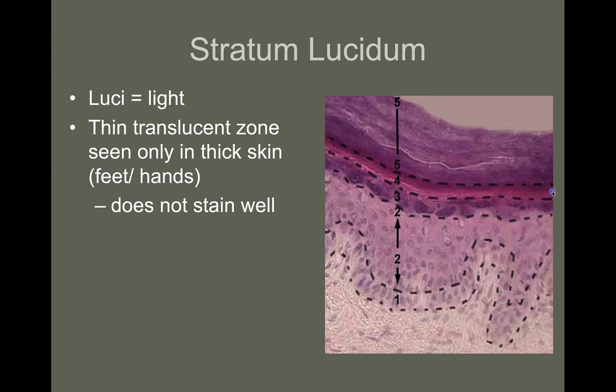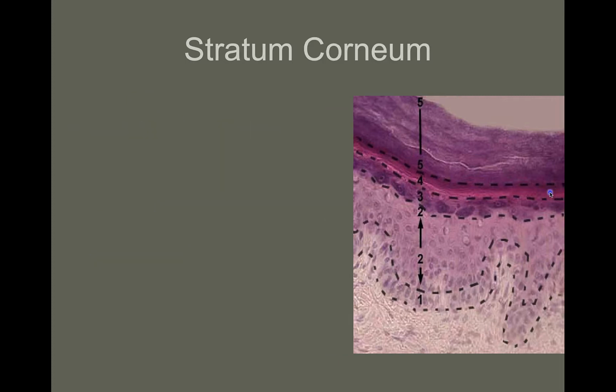So if you were to take a hypodermic needle and you were getting a shot or getting blood drawn at your elbow, you would only actually have 4 layers there instead of this 5th lucidum layer. Again, it doesn't stain well, which is where the name comes from, and we see that there are no nuclei because they're dead, because the nutrients have been cut off by that stratum granulosum.